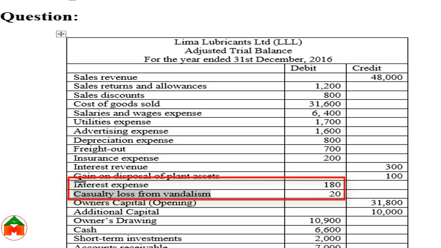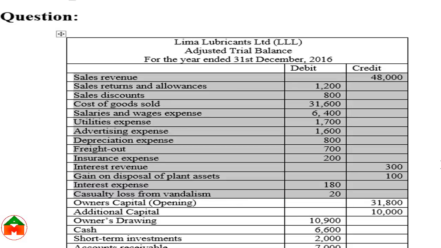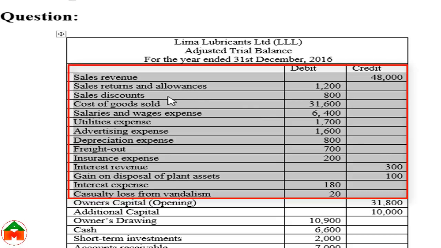These two items, interest expense and casualty loss from vandalism, are considered non-operating expenses and losses, as well as other expenses and losses. So these are the items. While we are preparing the income statement, we will transfer these items to the income statement.